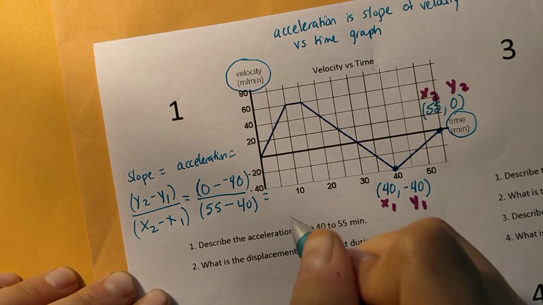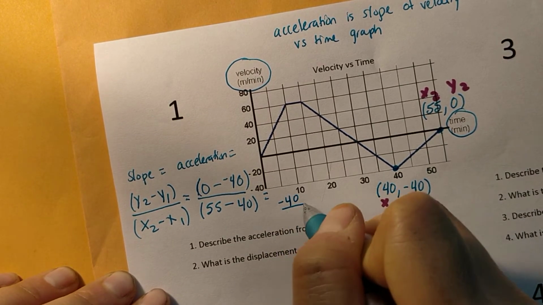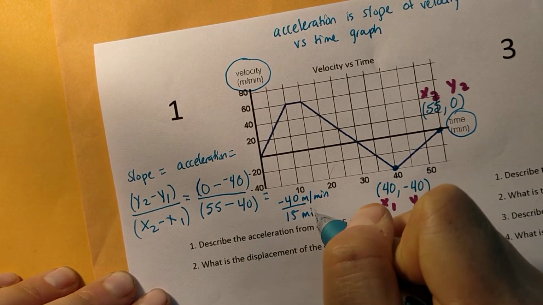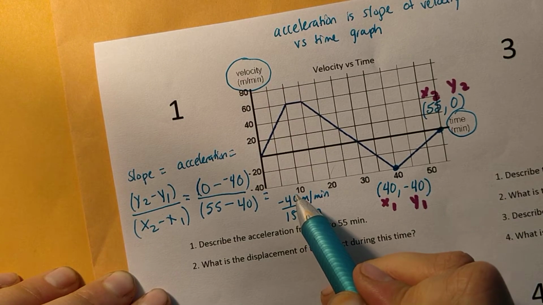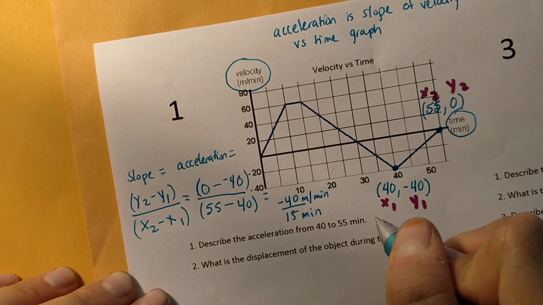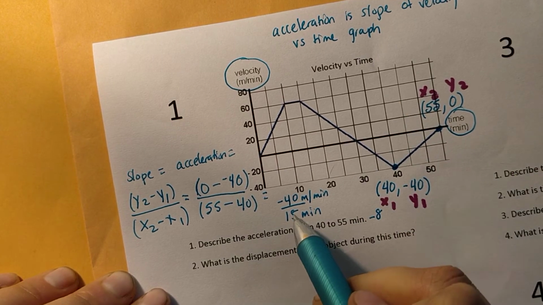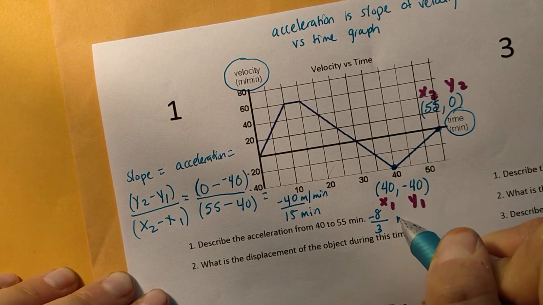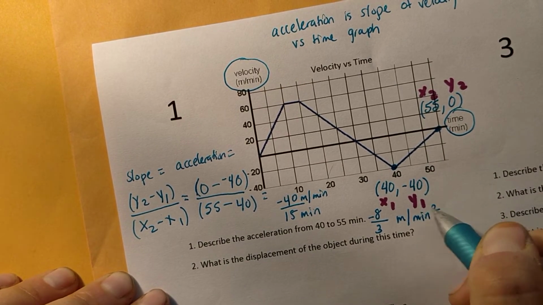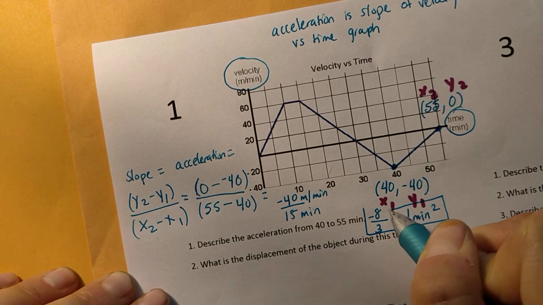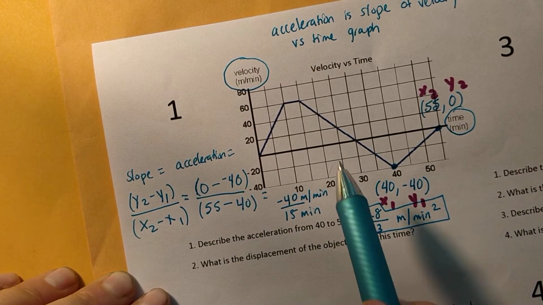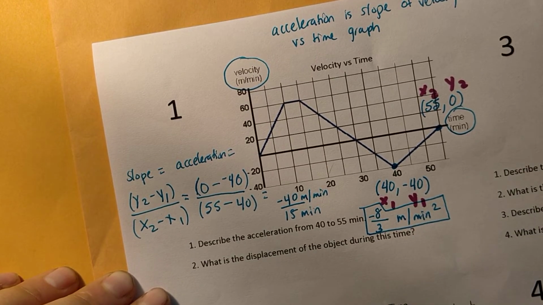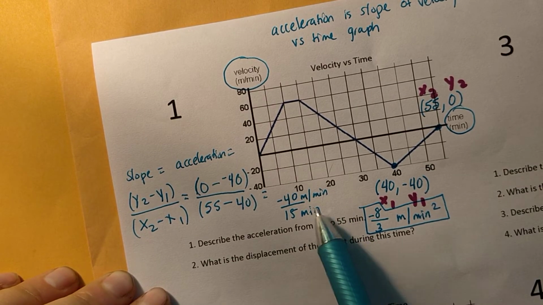So I simplify, it becomes negative 40 over 15, and the units are meters per minute divided by minute. I can simplify this further. If I divide negative 40 by 5, I get negative 8. If I divide 15 by 5, I get 3. And the units are meters per minute squared. This is my answer for Graph Challenge 1-1. All the units for acceleration are distance per time squared. Distance per time per time.